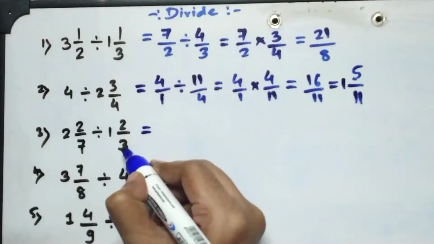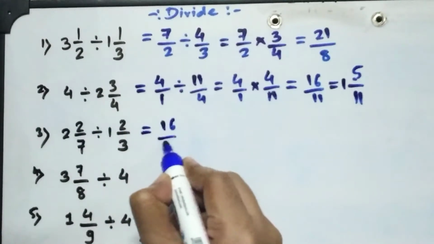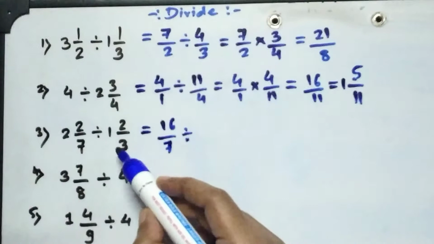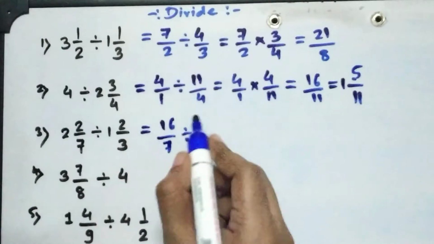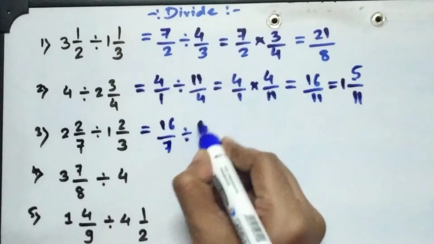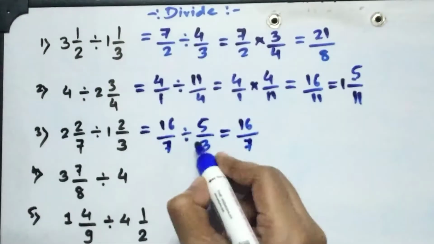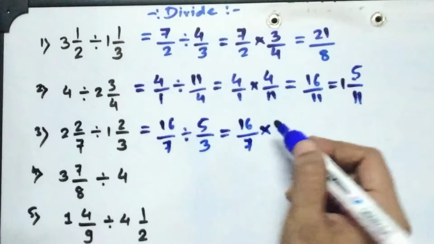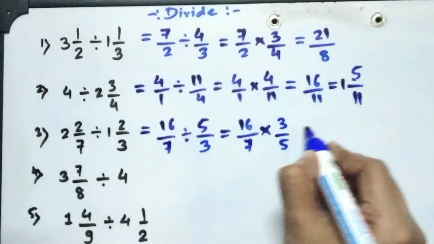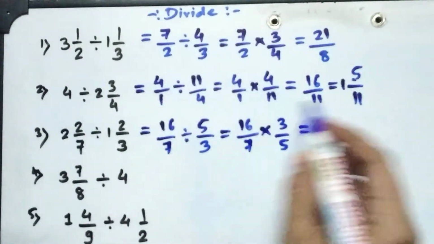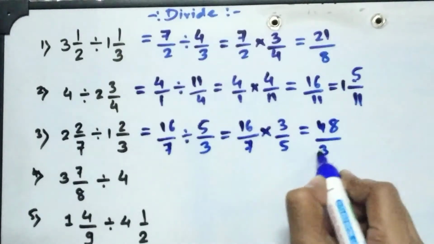Next, again both are mixed fractions. We'll convert them. 7 2s are 14, 14 plus 2, 16 by 7. Then we need to convert the other mixed one into an improper one. 3 1s are 3 plus 2, 5 by 3. The first fraction we'll write as it is, and we need to convert this division into multiplication. 5 by 3 will flip, we'll get 3 by 5. It is also not possible to simplify, so we'll just multiply numerators. 16 3s are 48, and 5 7s are 35.